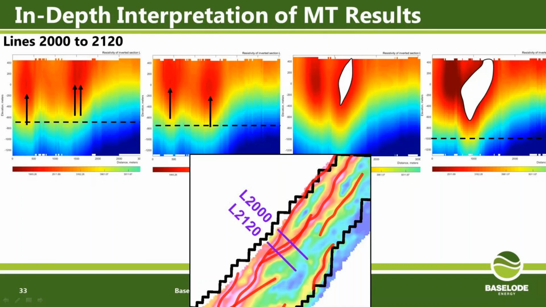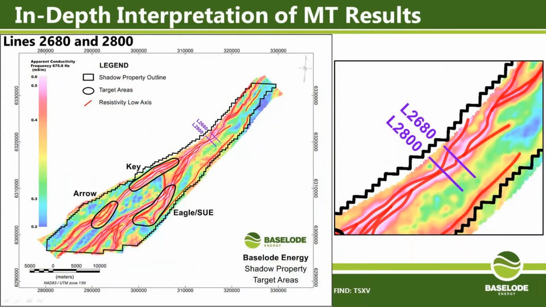Now compare this section with the first one. The conductors are deeper, they're hotter, and larger. So the geology simply gets better towards these bifurcation points. Pretty cool, eh? Let's look at some more, because there's a lot more to look at.